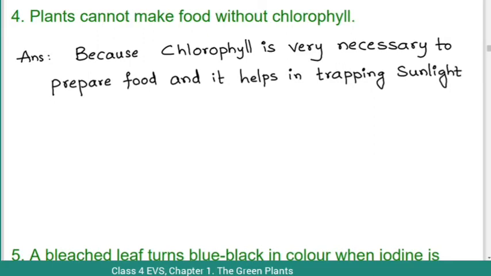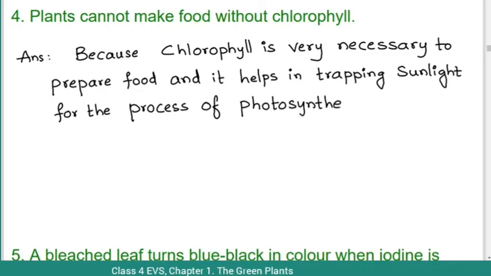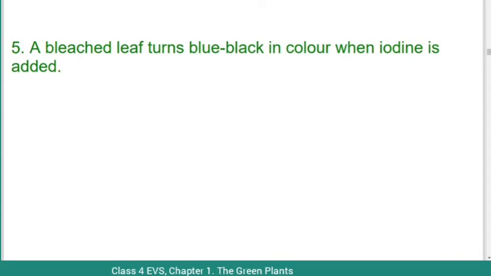For the process of photosynthesis. It helps in trapping sunlight for the process of photosynthesis. Fifth one, a bleached leaf turns blue-black in color when iodine is added.